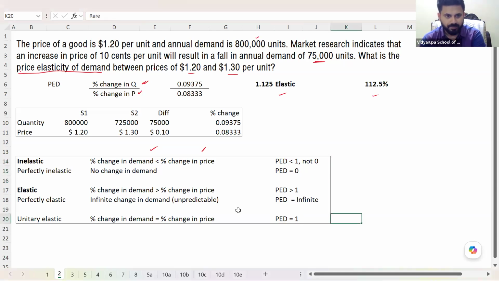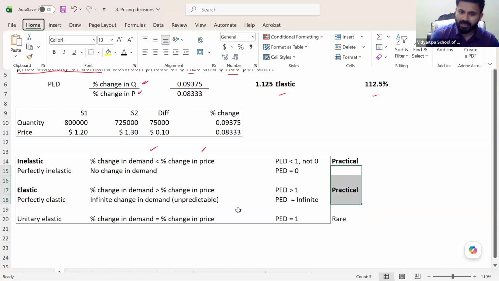Now remember, out of this, the most practically relevant ones are inelastic items and elastic items. These are the ones that we'll see the most in the real world. And this one is rare. It may happen, but very rarely will it be there in reality. The perfectly inelastic and perfectly elastic ones are actually theoretical in nature. They are not usually there in reality.